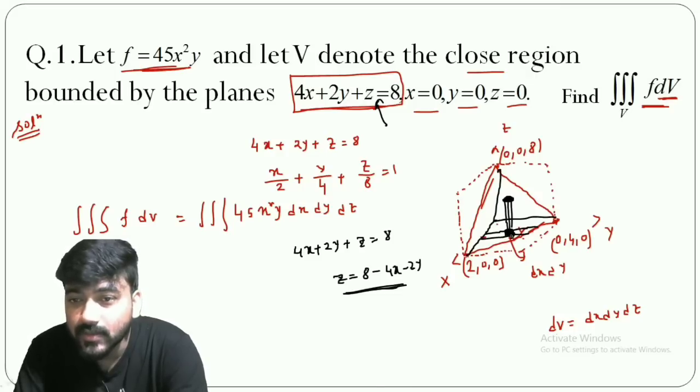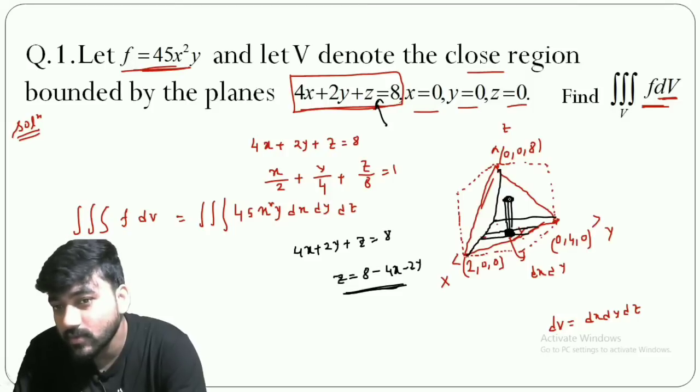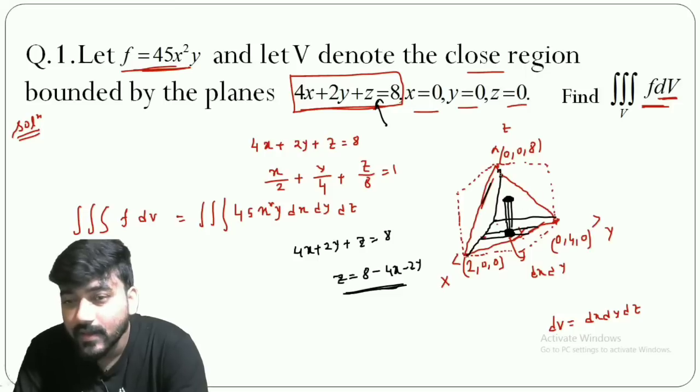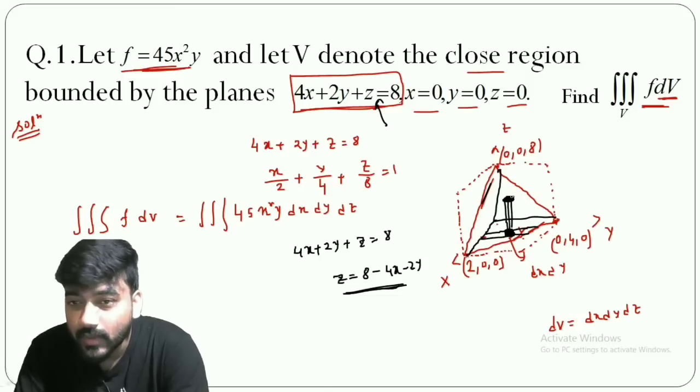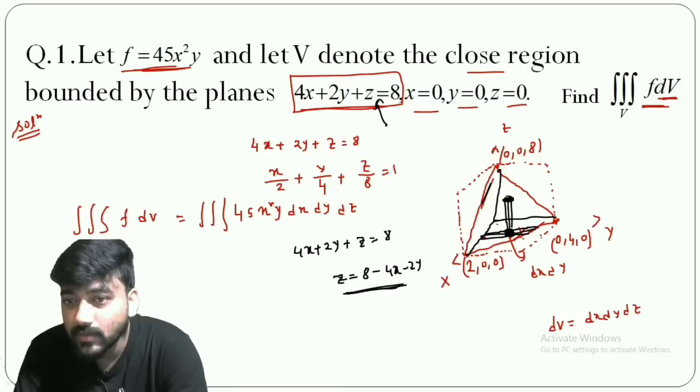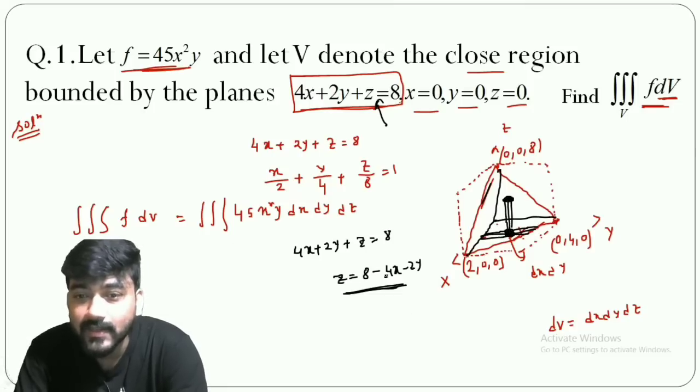So z is free from this plane to the surface of the plane. Each and every point of the surface is along the z axis, above the xy plane. So if you want to reach from the xy plane to a point of the surface, you have to go along the z axis. And in which direction should you go? You should go from 0 to z. And what is z here? z is 8 minus 4x minus 2y.